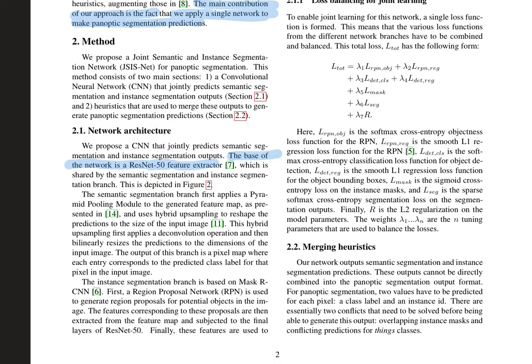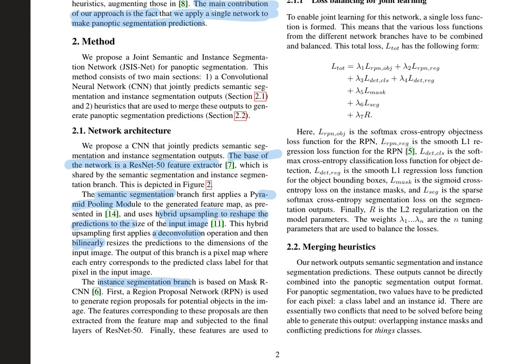Then, there are two branches of computation. One of them is the semantic segmentation branch. In that one, you first have a pyramid pooling module, and then basically you upsample it to reshape the prediction to the same dimensions as the image. This is done by deconvolution and then by bilinear interpolation in resizing the predictions.